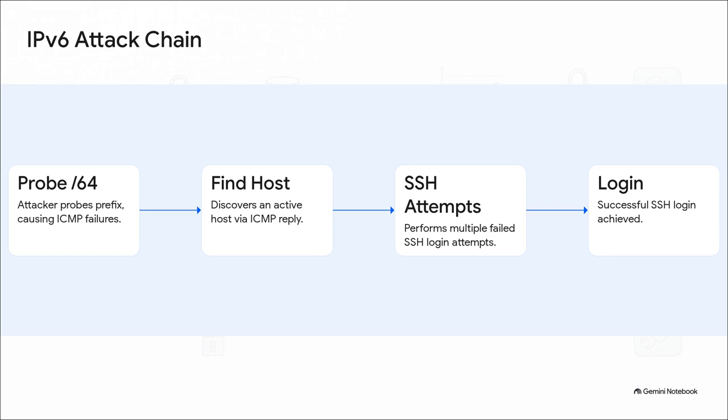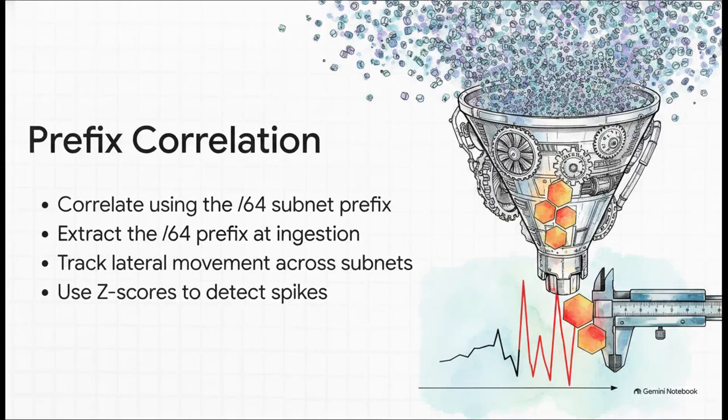Now, traditional single-event detection rules are going to completely miss this bigger picture. You have to correlate these multiple events over a set window of time, say 30 minutes, to actually see the attack forming. Because those privacy extensions I mentioned are constantly rotating the specific host IP, your SIEM has to be configured to zoom out and correlate activity at the broader /64 subnet prefix boundary.